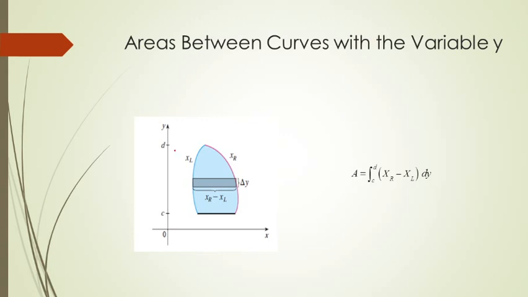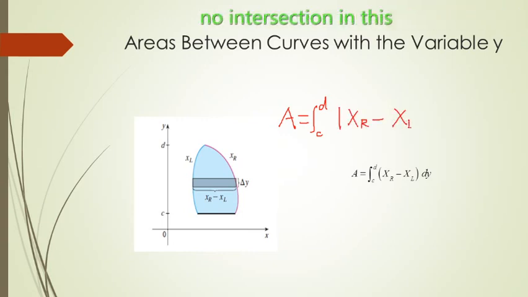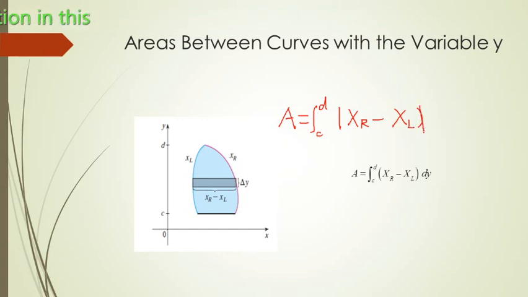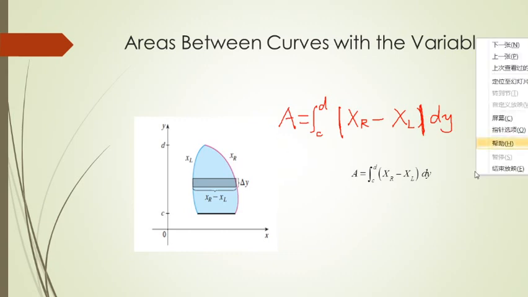If they have several intersections between c and d, you can do it in this way from c to d. If you don't know which one is greater and which one is smaller, you can put the absolute value sign, like the one we did when we were using the independent variable x.